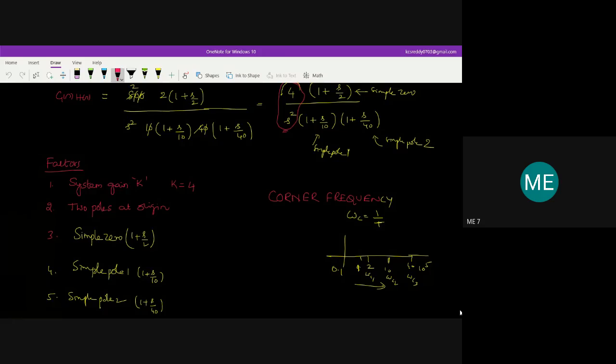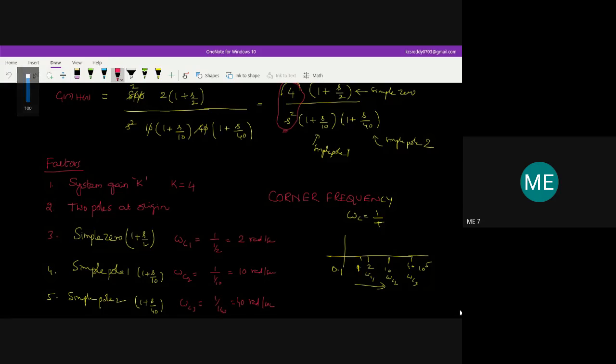So we know the corner frequency. We have found out that omega c1 is equal to 1 by T, that is 1 by 1 by 2, so that is 2 radians per second. And omega c2 here is 1 by 1 by 10, which is equal to 10 radians per second. Then omega c3 is equal to 1 by 1 by 40, which is equal to 40 radians per second.